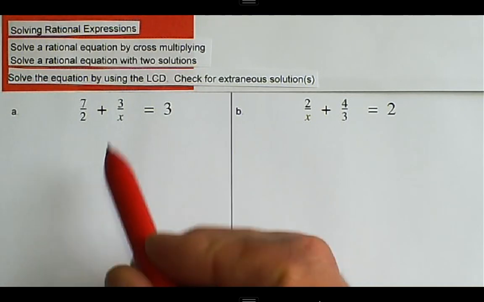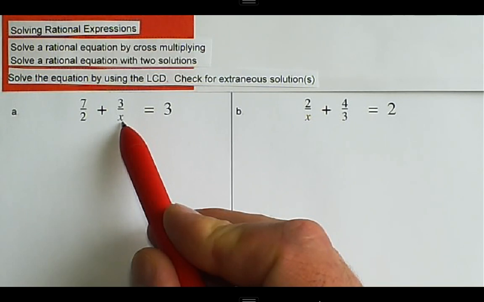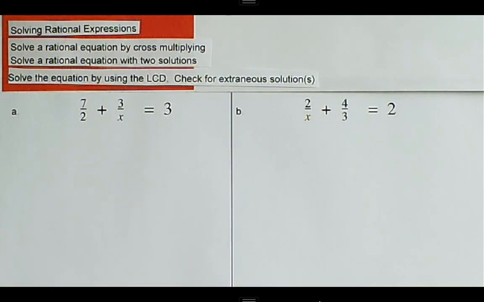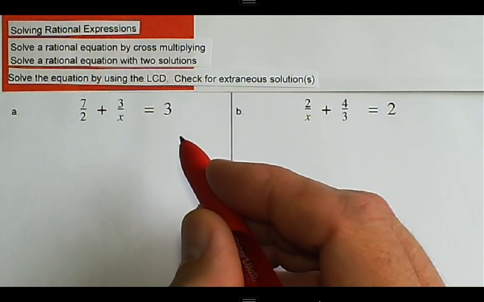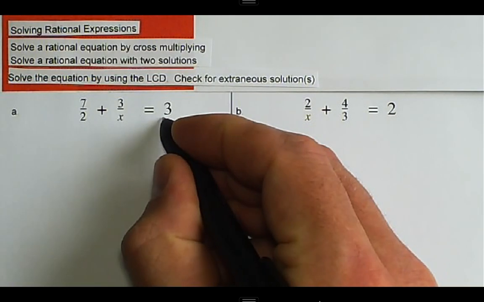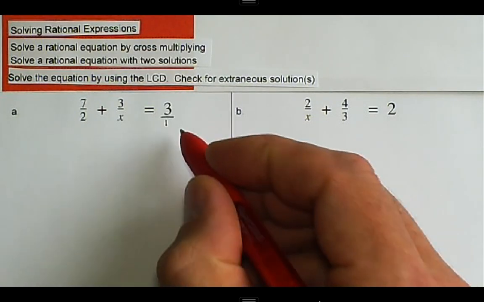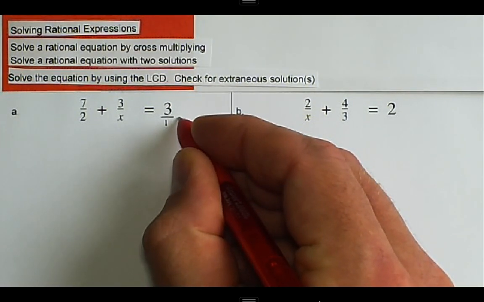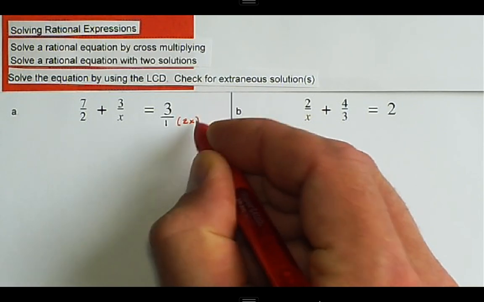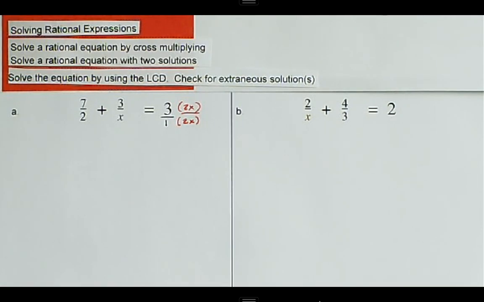So for this one, we see that we have a 2. For this fraction, we see that we have an x. And for this fraction, we see that we have a 1. So the least common denominator for this is going to be 2x. So we understand that underneath this 3 here, we have a 1 in the denominator. So in order to make this denominator become 2x, we have to multiply by 2x over 2x.